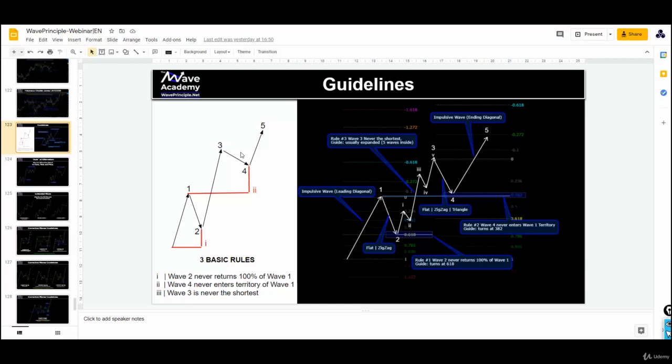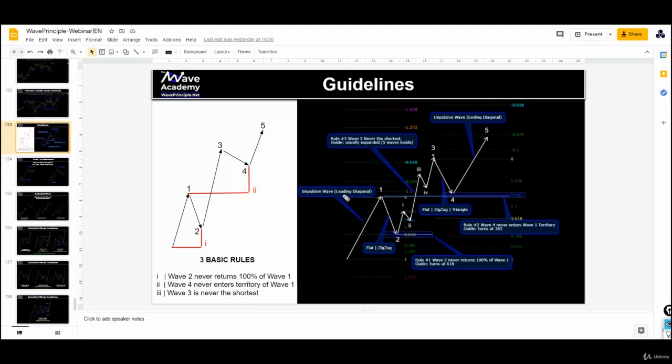Okay, so in this video, I'm going to talk about guidelines. The main difference between guidelines and rules is that they happen sometimes. They don't always show up, but it's a good idea to have them in mind because they apparently are zones or something that may happen.